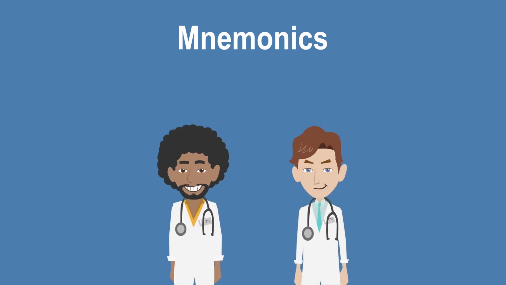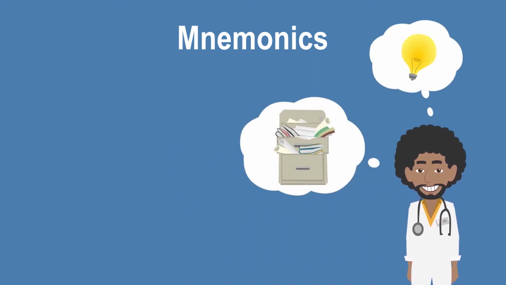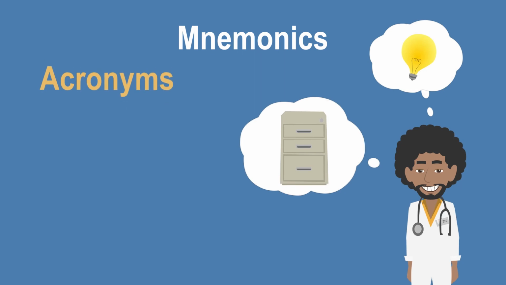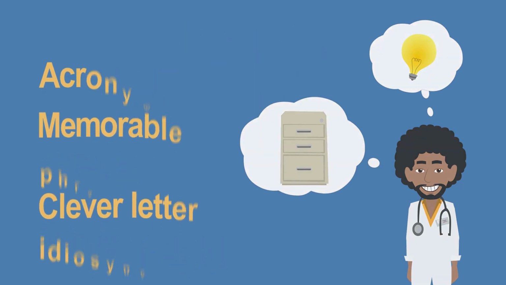The next type of mental framework, mnemonics, are variably effective and, like with all tools, are somewhat learner dependent. But, in essence, mnemonics are memory devices intended to help learners recall and organize large chunks of information through acronyms, memorable phrases, or clever letter idiosyncrasies.